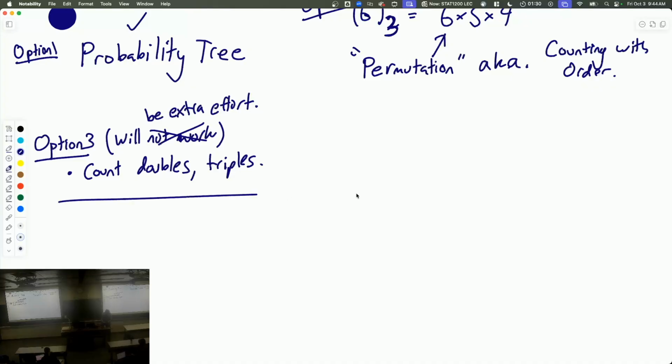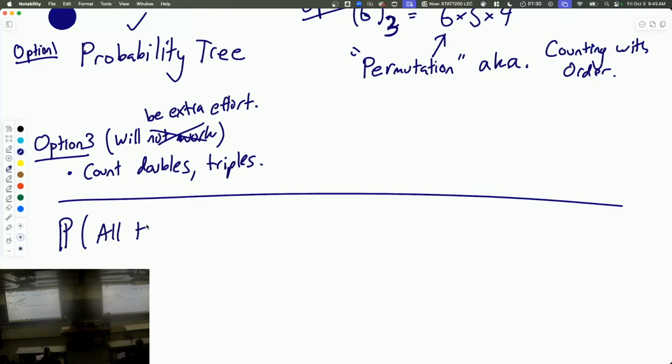So we'll do it both ways, but we'll start with option 2. And so this is what we're going to do. The probability of all 3 dice are different. And again, you could give this a name, or you could just describe it in words, and as long as it's clear what you mean. We're going to use this formula.